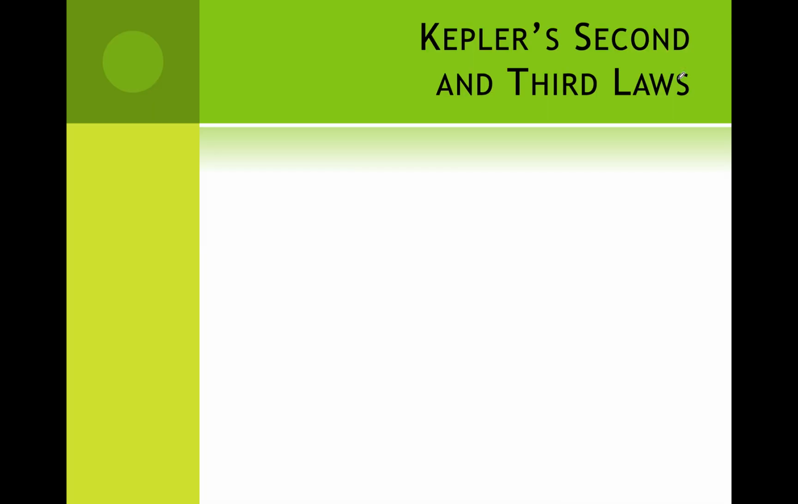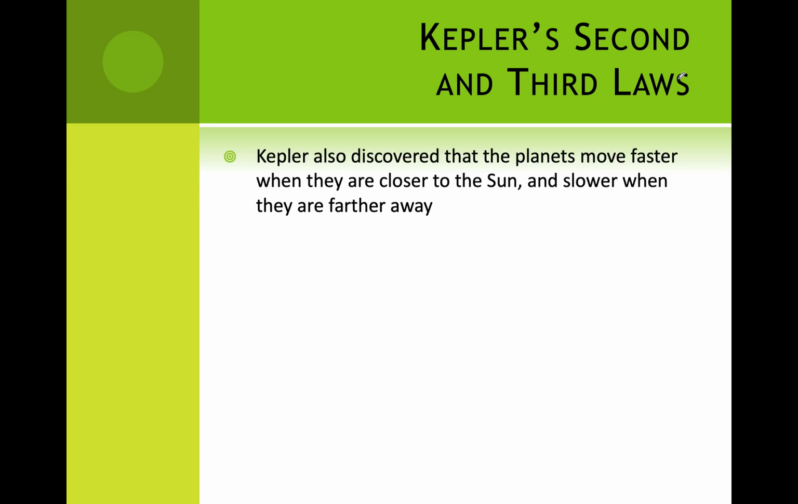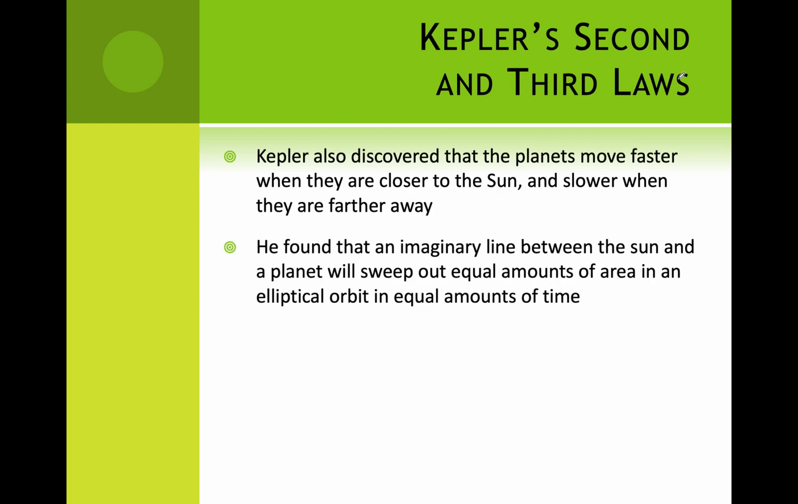Let's just talk about Kepler's second and third laws in one slide. He also discovered that planets move faster when they're closer to the sun and slower when they are farther away, which is his second law, essentially. He found this fascinating idea that if you draw an imaginary line between the sun and a planet, that planet in its orbit will sweep out equal areas in an elliptical orbit in equal periods of time.